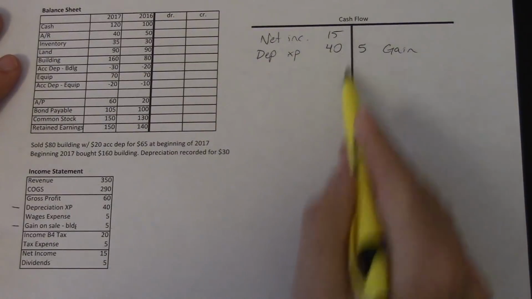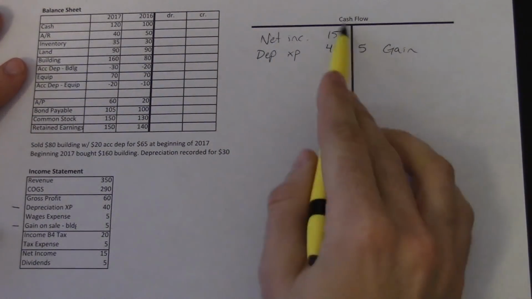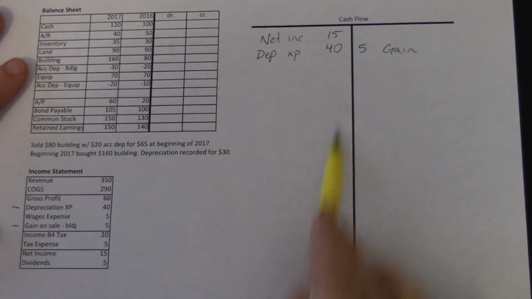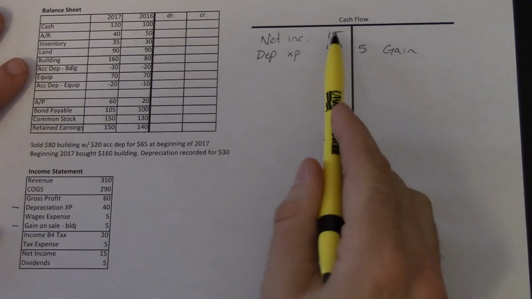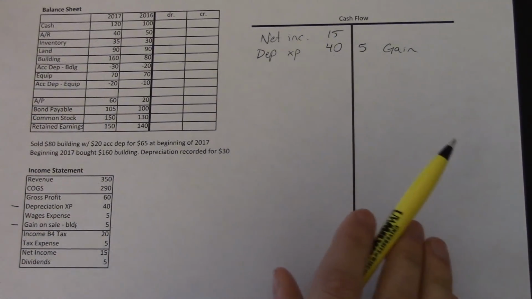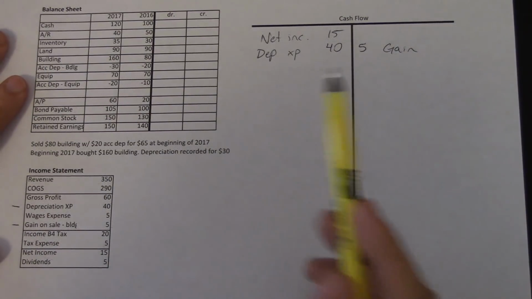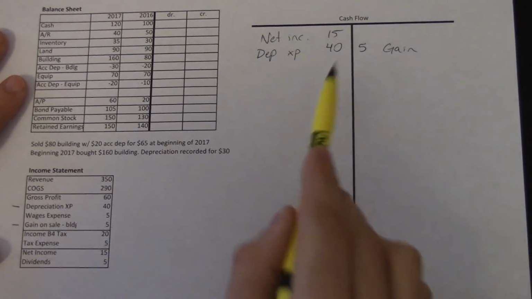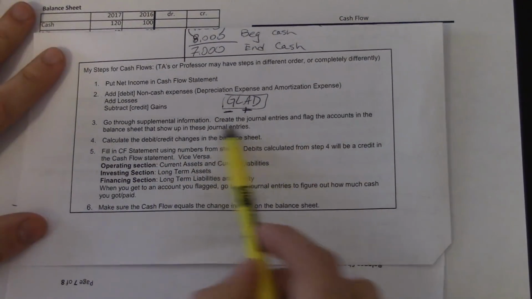Remember, this cash flow statement is a cash T account. So anything on the debit side increases cash, anything on the credit decreases cash. So we're adding net income, adding depreciation, subtracting the gain. If we had a loss, we would also have it on the debit side, and if we had amortization expense, we would also have it on the debit side. So that's step two.